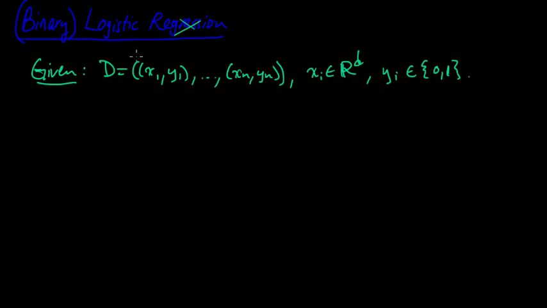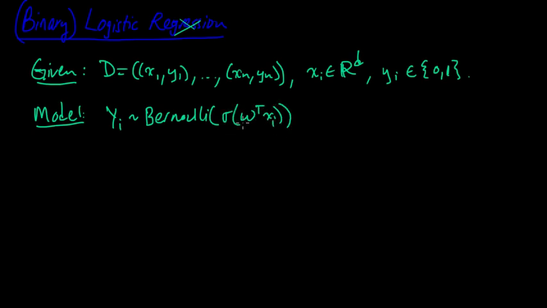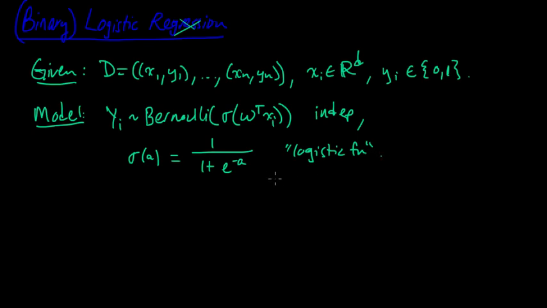And logistic regression is a discriminative model. The model is, we model yi as a Bernoulli random variable with probability sigma of W transpose xi, and each of the yi's are independent. And here, sigma is this logistic function that we talked about, sigma of a equals 1 over 1 plus e to the minus a. This is called the logistic function. And this w is a parameter of the model.